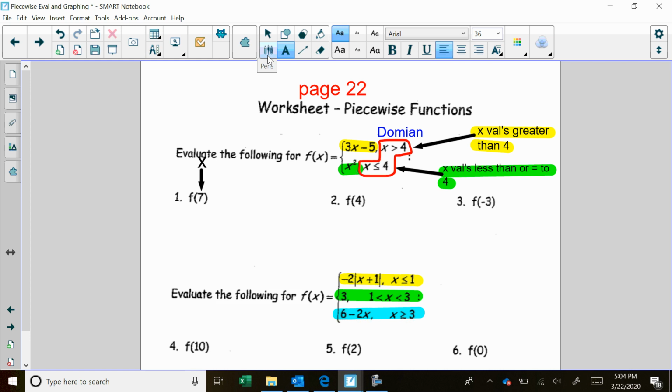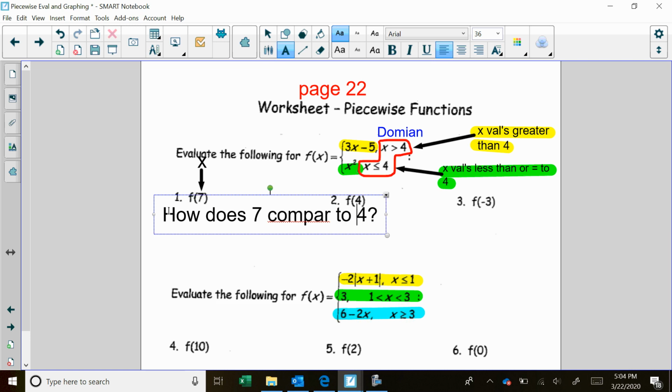So I'm going to use our highlighter, either green or yellow right here, and I'm going to highlight the 7, the 4, or the -3 to match which part of the function it goes into. Now, where do we make that determination? We make that determination in here, in the domain. So we ask ourselves this little question. How does 7 compare to 4?